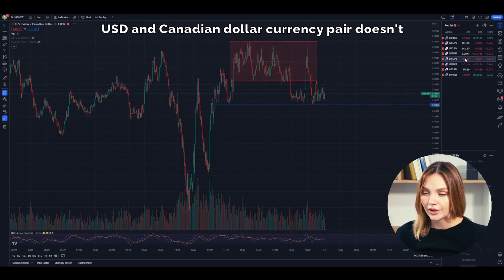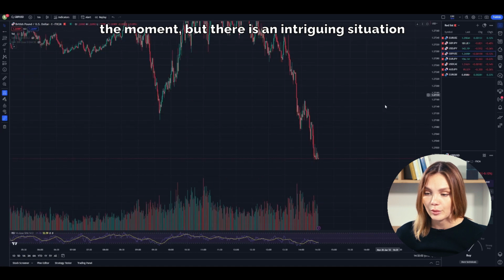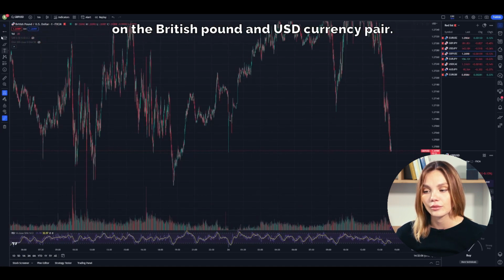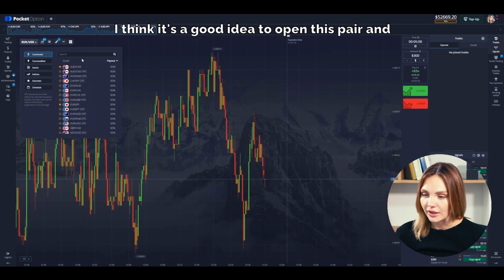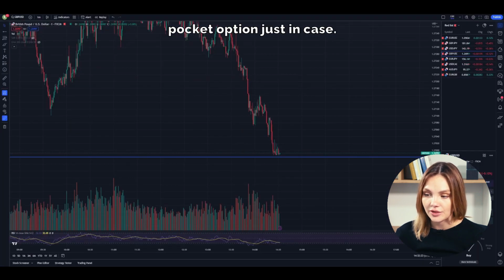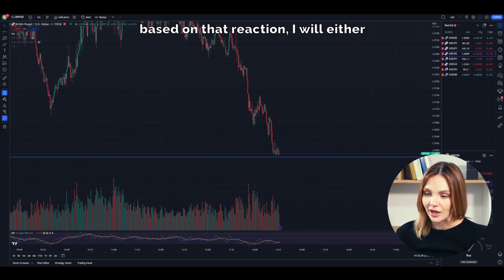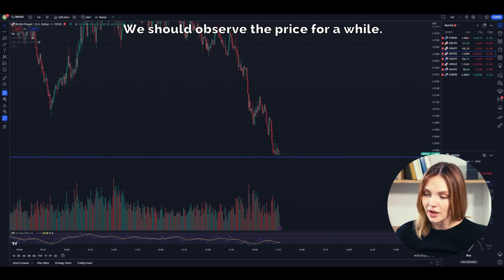The USD and Canadian dollar currency pair doesn't offer any interesting opportunities at the moment, but there is an intriguing situation on the British pound and USD currency pair. The price has reached a significant support level. I think it's a good idea to open this pair in Pocket Option just in case. I believe the price will react to this level, and based on that reaction, I will either enter a trade for an upward movement or a downward movement. We should observe the price for a while.